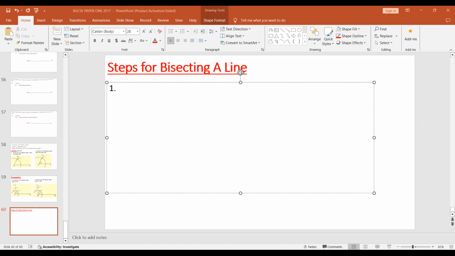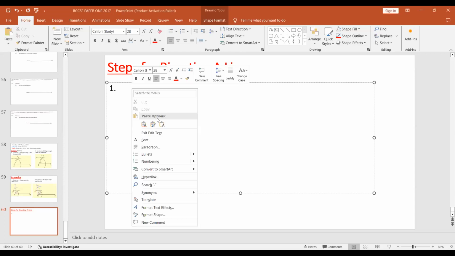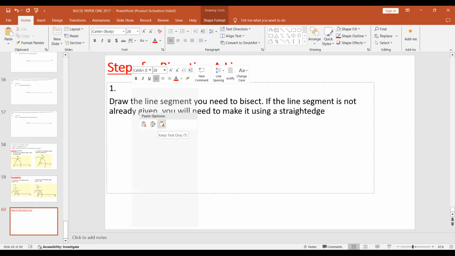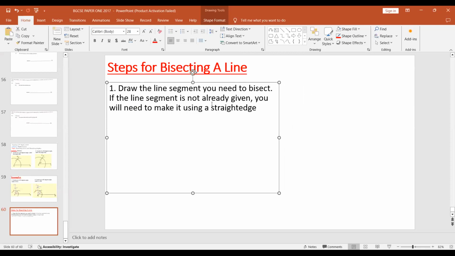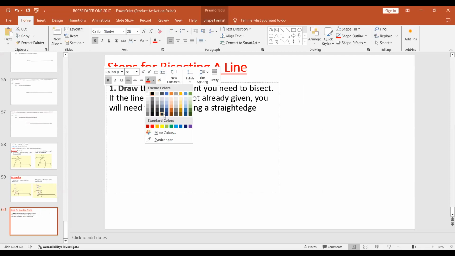We're going to say that the first thing you need to do is draw the line segment that you need to bisect. So let's go ahead and write that down. That's the first step. If the line segment is not already given, you need to make it using a straight edge. Okay. So again, we need to draw the line segment. That's the first step.